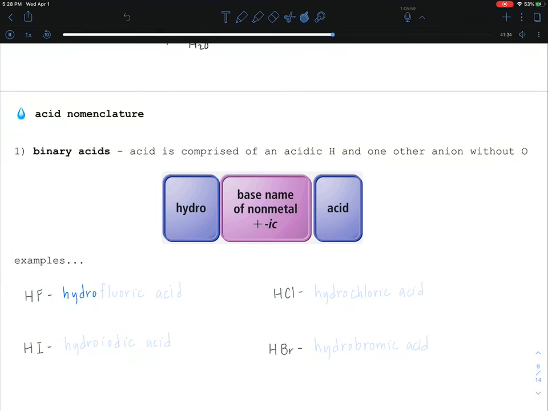The base name of the non-metal, instead of fluorine, it would be fluor, right? And then I'm going to add ic to it. So fluoric. And then a separate word here is just going to be acid. So down the bottom there, HI, hydro. That's iodine, right? But it would be iodo, because it's not iodine anymore. So it'd be iodic. So iodic acid.